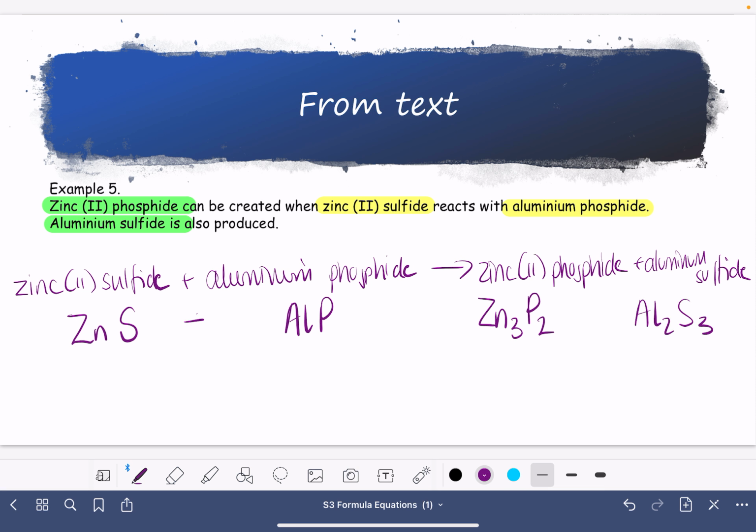Let's make sure that we've got plus signs and arrows in the correct places. So that would be the finished formula equation for this example.